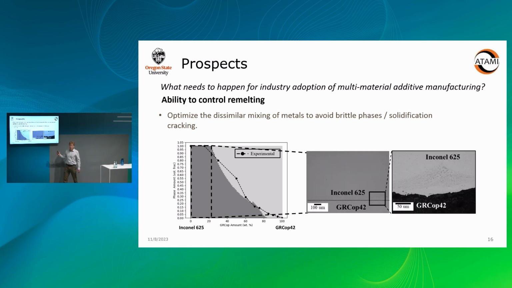But if we optimize our remelting and remelt where we have no liquid miscibility gap, so here we only have the dark gray, we don't have two liquids, each color represents a liquid, we actually get a robust joint. We don't get any cracking.